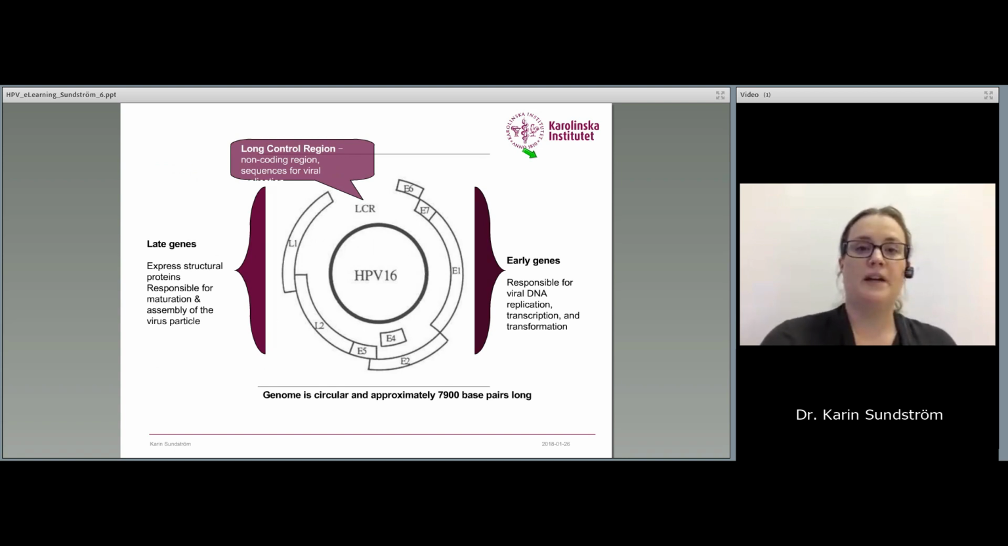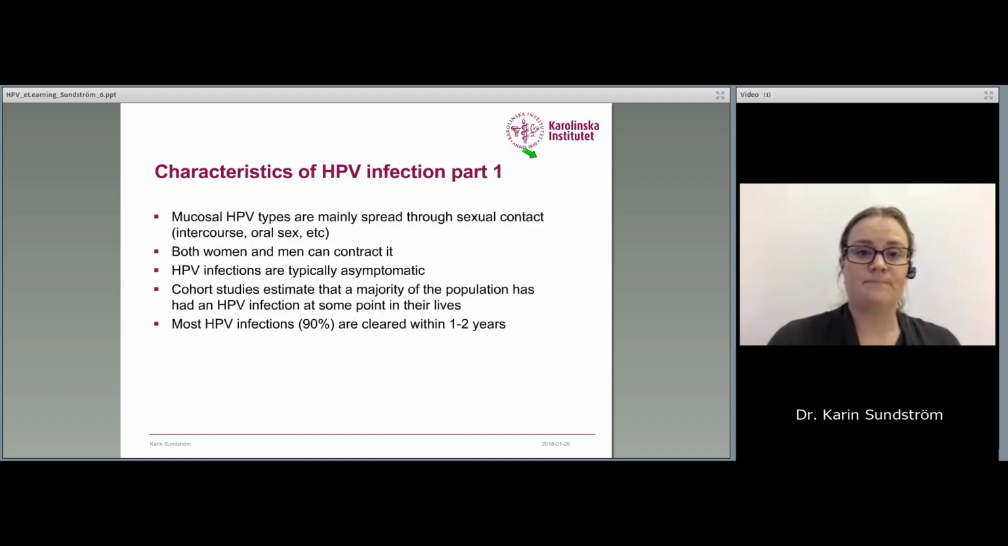So this is just a schematic picture showing you the sequence of the HPV genome, which is circular and just under 8,000 base pairs long. For the careful of you, you might note that the E3 gene is missing, and this is because in the human papillomaviruses, this is lost, but it is preserved in some animal hosts. But for human purposes, we can disregard it.